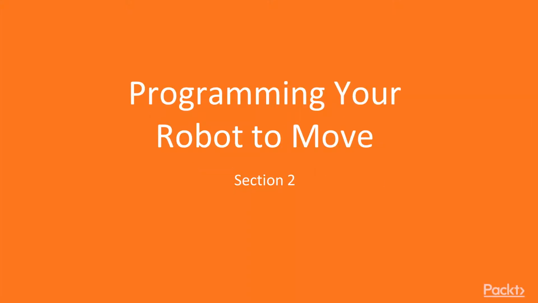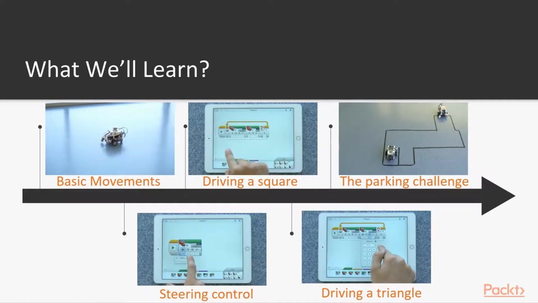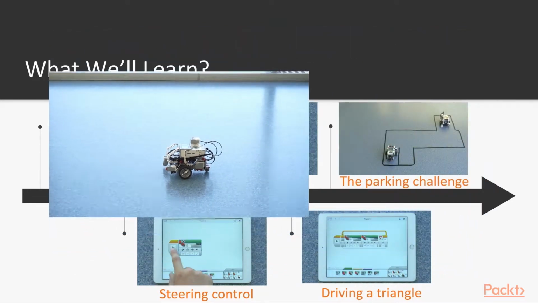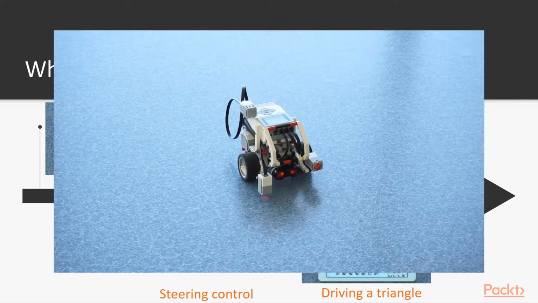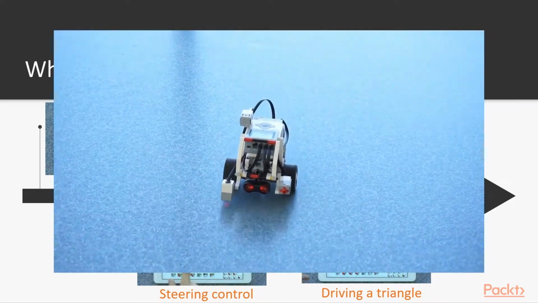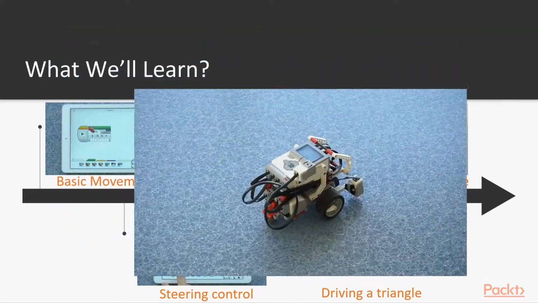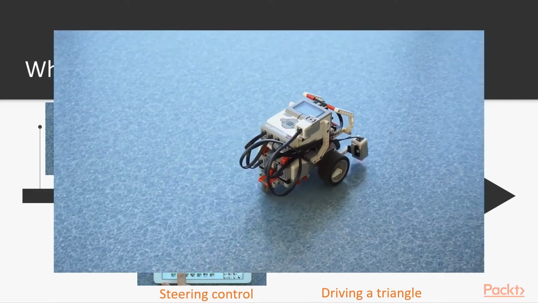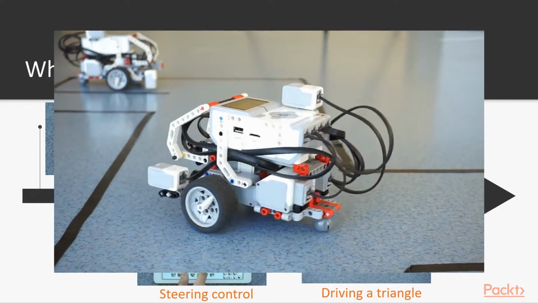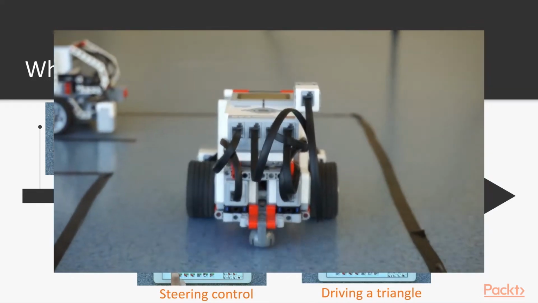Section 2. Programming your robot to move. In this section, we first explore the basics of movement and programming. Then we take a look at steering. Then we try to put the two together to drive in a rectangle. Then we drive in a triangle. And last, we put everything together in a fun challenge that tests our knowledge.